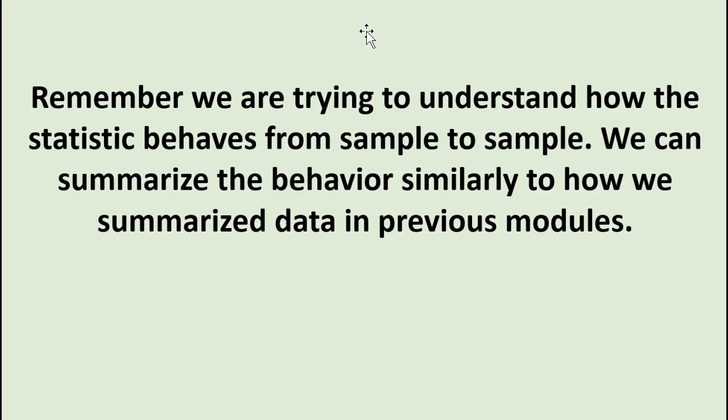Remember, we're trying to understand how the statistic behaves from sample to sample. We can summarize the behavior similarly to how we summarize data in previous modules. The sampling distribution is a plot of statistics and provides a visual summary. Numeric summaries are also useful. We could look at the mean of the statistics and the standard deviation of the statistics. The standard deviation of the statistics is very important because it will help us assess the uncertainty of a statistic in estimating the parameter. In other words, it helps us describe how the statistic changes from sample to sample.